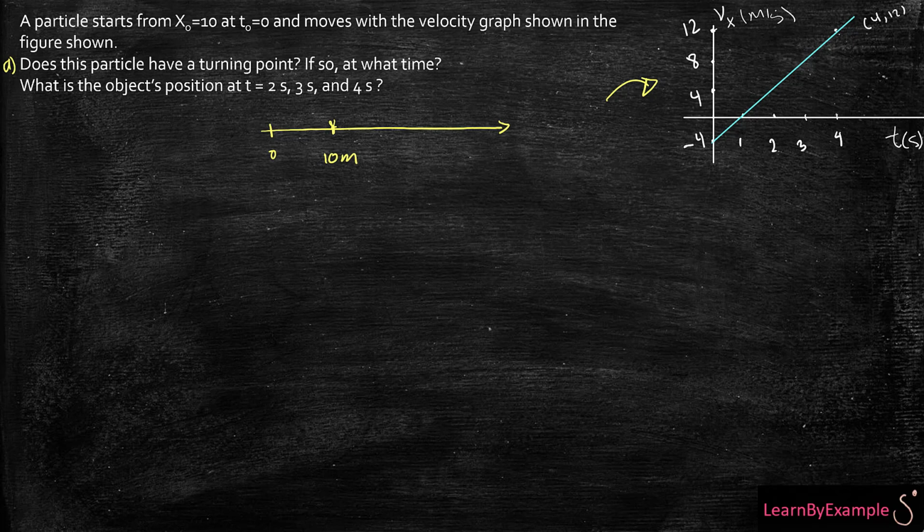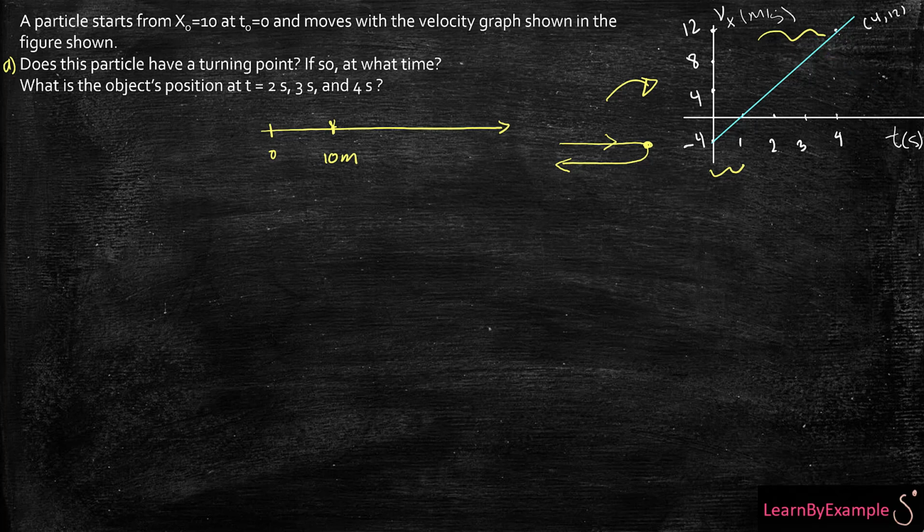What does that mean? That means the particle is moving in a specific direction and then turns back and starts moving in the opposite direction. It says the direction of the velocity changes. When I look at this part of my velocity time graph, from 0 to 1, it's on the negative side, so my velocity is negative, and from 1 to 4 is a positive velocity.